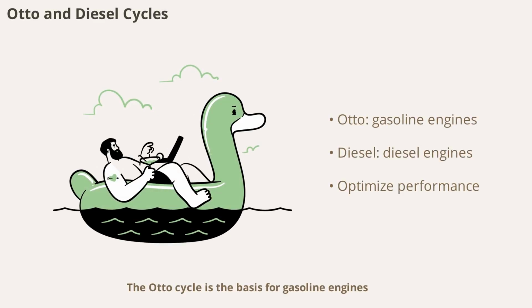The Otto cycle is the basis for gasoline engines, while the diesel cycle powers diesel engines. Both cycles involve a series of thermodynamic processes, including compression, combustion, and expansion. Understanding these cycles helps engineers optimize engine performance and fuel efficiency.